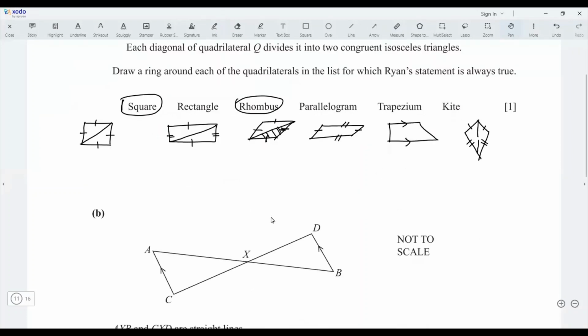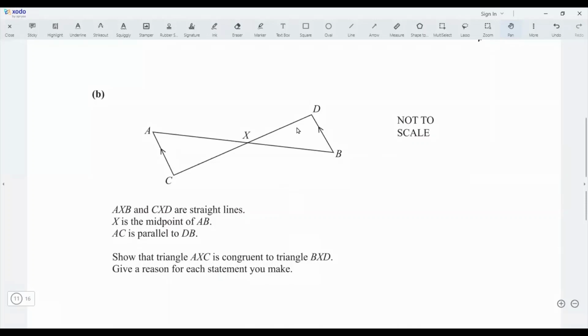So moving towards the next part. In the next part, two triangles are drawn, and X is the midpoint of line AB. What does this mean? It means that this side is equal to this side, means AX equals XB. This is the information given. What about other information? AXB and CXD are straight lines, and AC is parallel to DB. It's mentioned as well. Show that triangle AXC is congruent to triangle BXD.